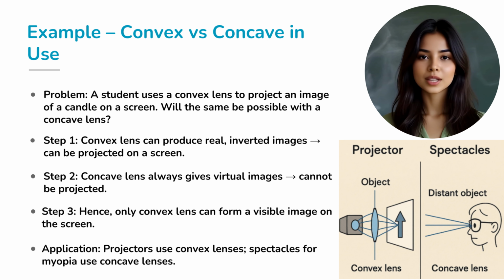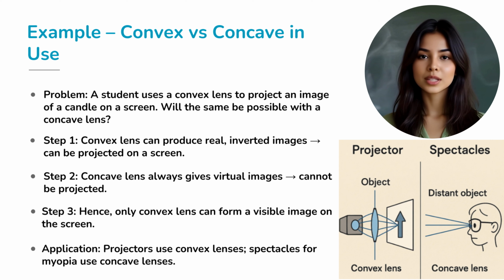Step 1. Convex lenses can create real, inverted images. And because they are real, they can be caught on a screen. That's why projectors use convex lenses to throw huge images on the wall for movies and presentations.